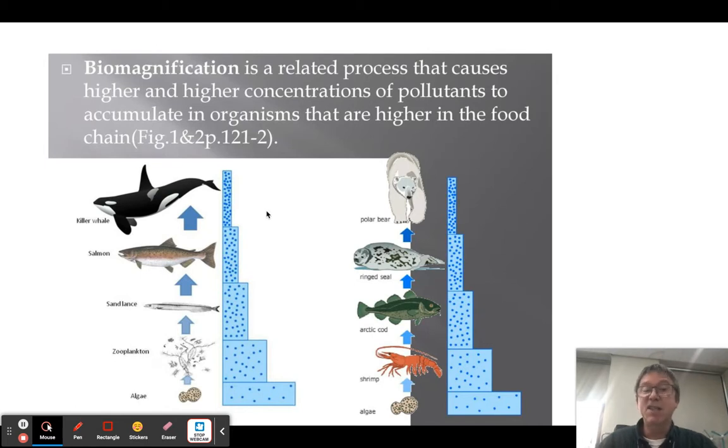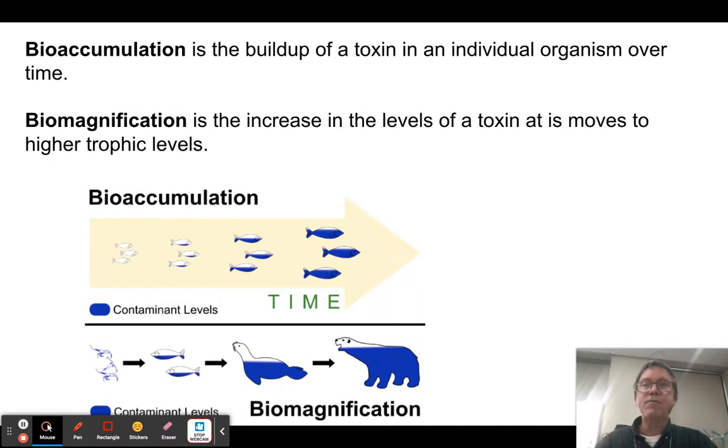Since these things don't go away, they're always there, so they're going to continue to grow and grow and grow. Unlike the ones the oyster got from the algae that didn't last very long at all, these persistent ones will stay in an organism. So bioaccumulation means as an organism ages, it just tends to bring in more and more.